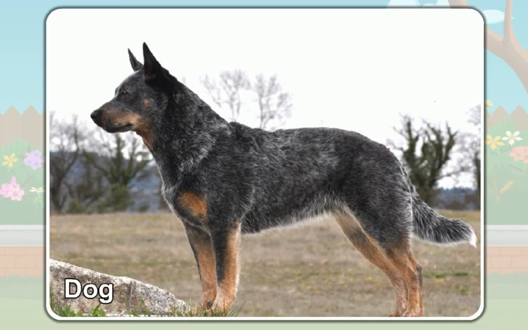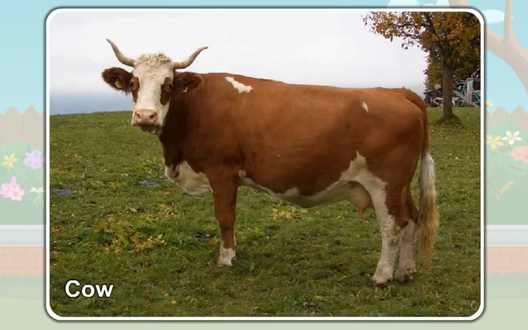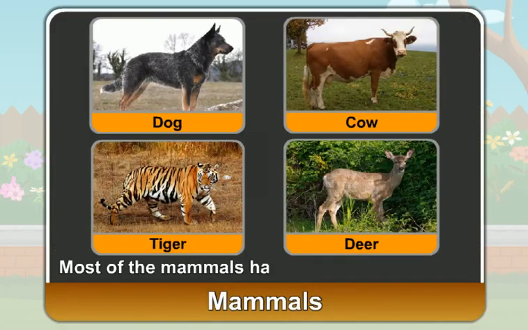Now, let us look at a dog. The body of a dog is covered with hair. The body of a cow is also covered with hair. Most of the mammals have hair on their bodies.